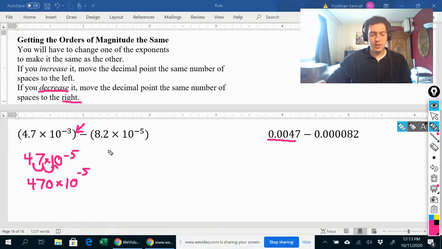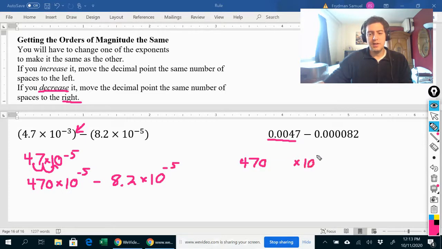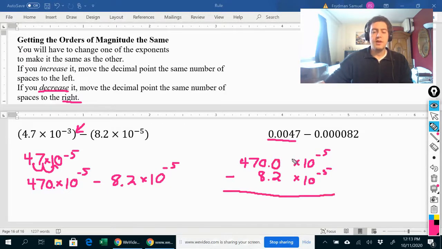So this is going to stay the way it was, by the way. So I have minus 8.2 times 10 to the -5th. Okay, and then finally I'm up to the last step here, which is the easy part. I have 470 times 10 to the -5th minus, now where's the decimal? Remember, the decimal is at the end of the number, so let's put that in there. And let's line up the decimals. And now I know where to put the 8 and the 2. So the 8 should go here, and the 2 should go here, and this is also times 10 to the -5th.